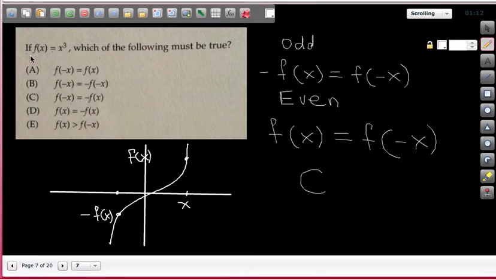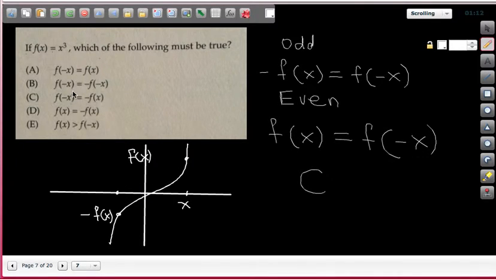Okay, let's go ahead and read the question. f of x is equal to x cubed. Which of the following must be true? It's an odd function. This is x cubed. f of negative x is not equal to f of x. Otherwise, the graph would be going this way.